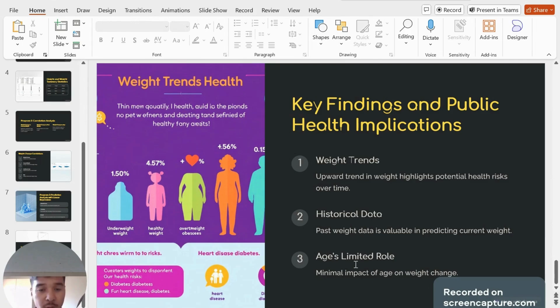These insights can be helpful in public health studies and personal health tracking. Understanding trends like this can support early intervention and make a real difference in long-term health outcomes.